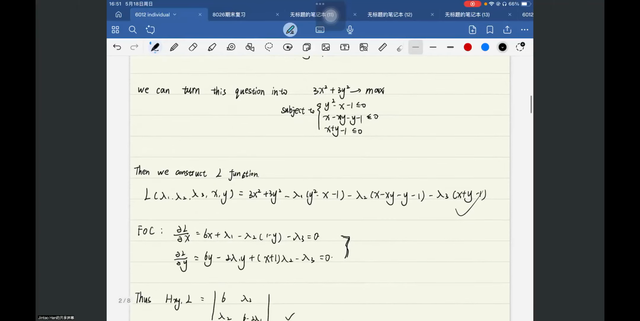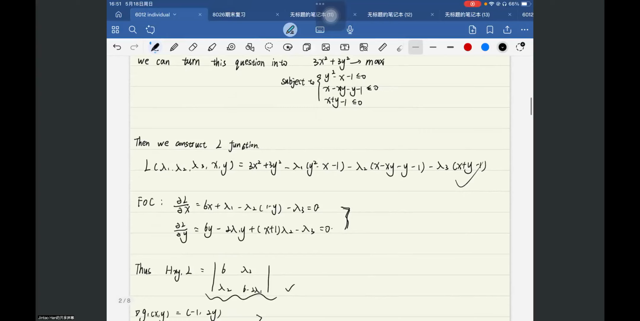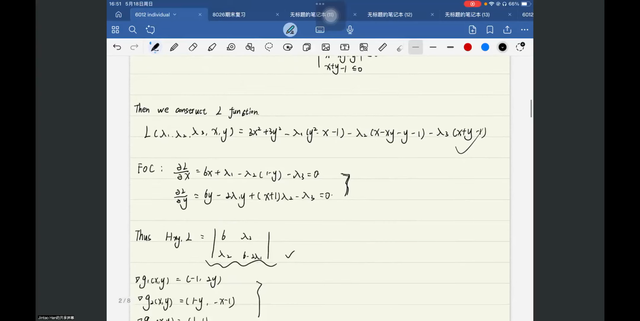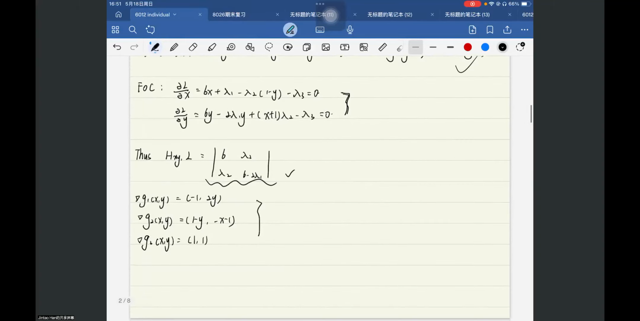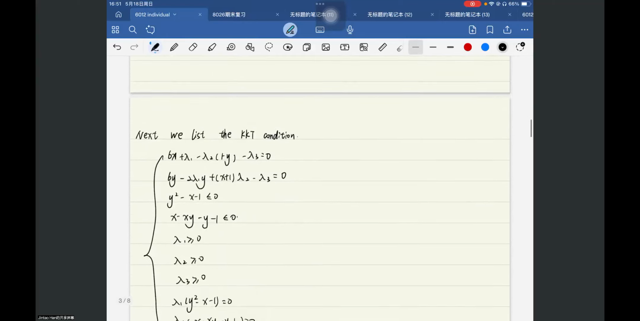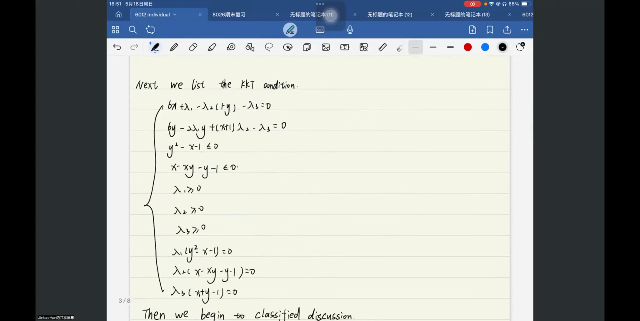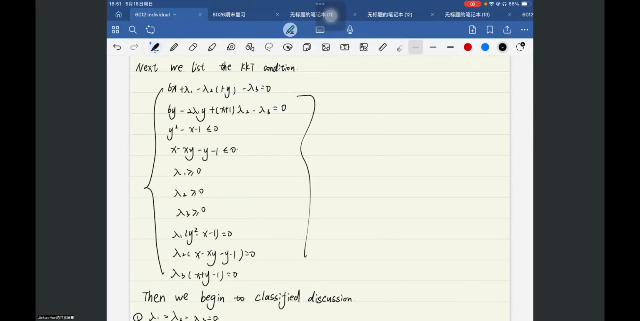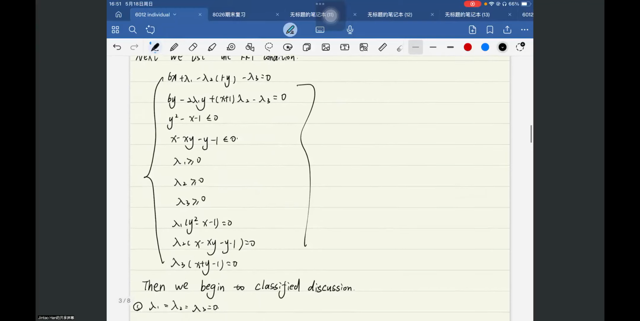Then we do the first order condition with respect to x and y, and we get these two equations. After that, we can get the Hessian of the Lagrange like this. And these three functions are the constraints. Next, we list the KKT conditions, and these functions are all the KKT conditions which we should satisfy in the cases we discuss after that.